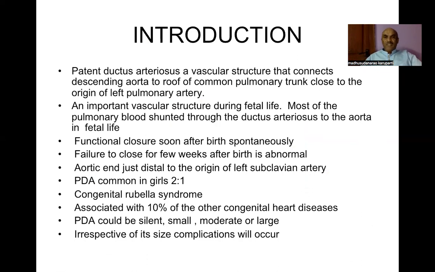An important vascular structure during fetal life. Okay? It carries the oxygenated blood to the descending aorta, bypassing the lungs. Most of the pulmonary blood is shunted through the ductus arteriosus to the aorta, because there is high resistance in the pulmonary vasculature, and blood flows from the pulmonary trunk through the ductus arteriosus into the low resistance descending aorta.